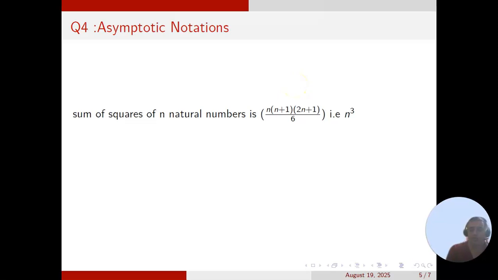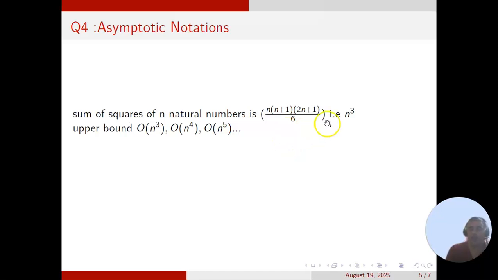We can write c into n cube, c into n power 4, c into n power 5. So the upper bound can be written as order of n cube, order of n power 4, order of n power 5, with a big O notation.